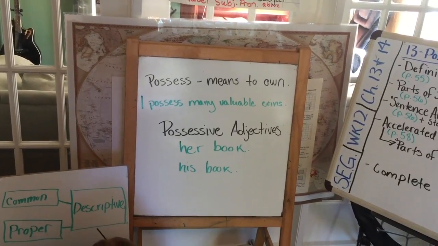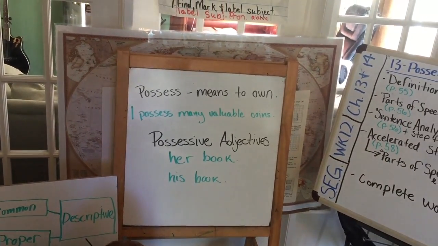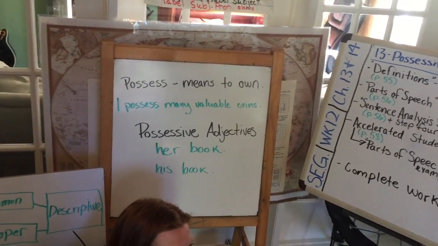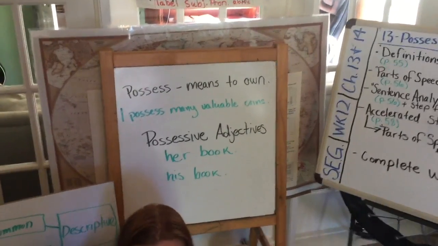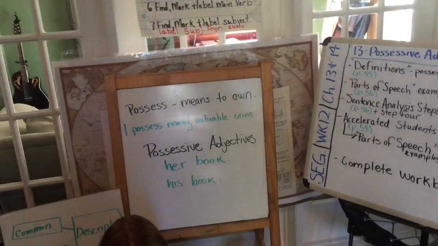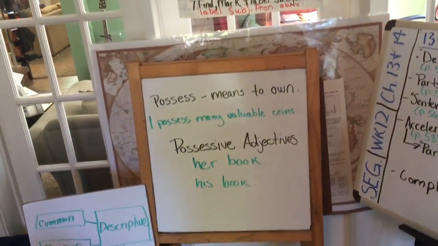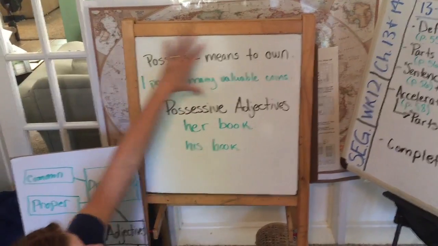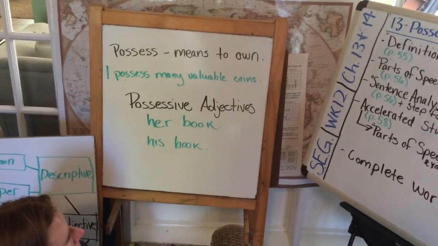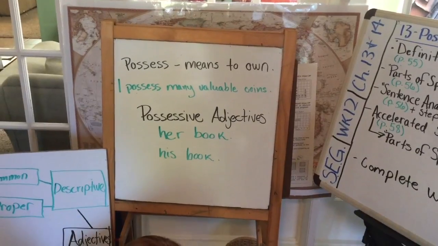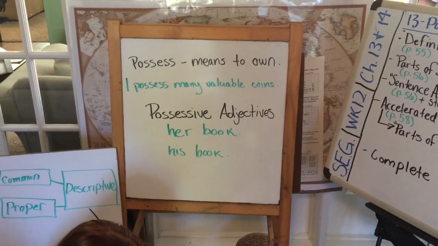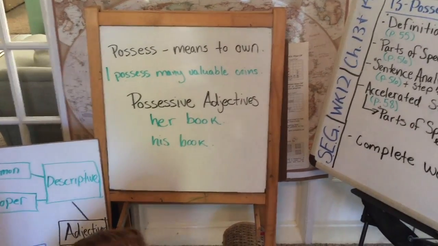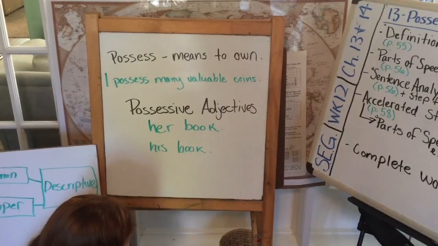Say something else. What do you possess? I possess a dog. Allison? I possess a cat. Good. Joe? I possess my pen. Good. All right. After you write down this part on your definitions tab, just write one example on your definitions tab.